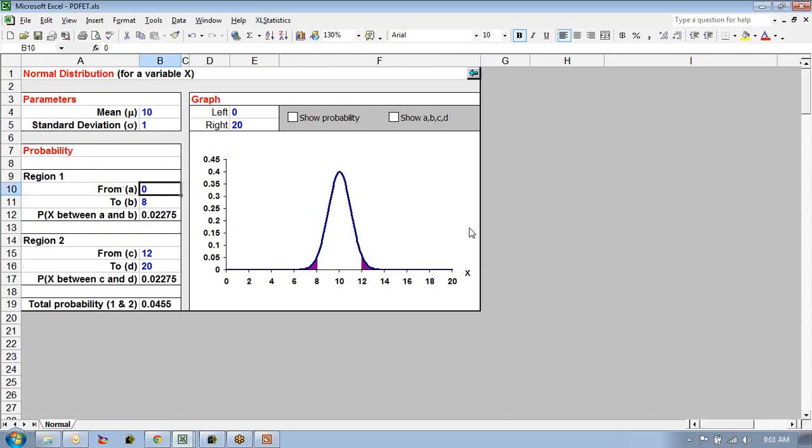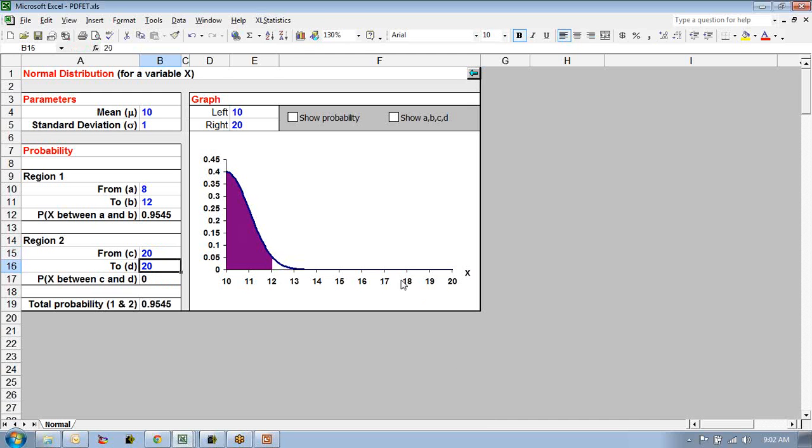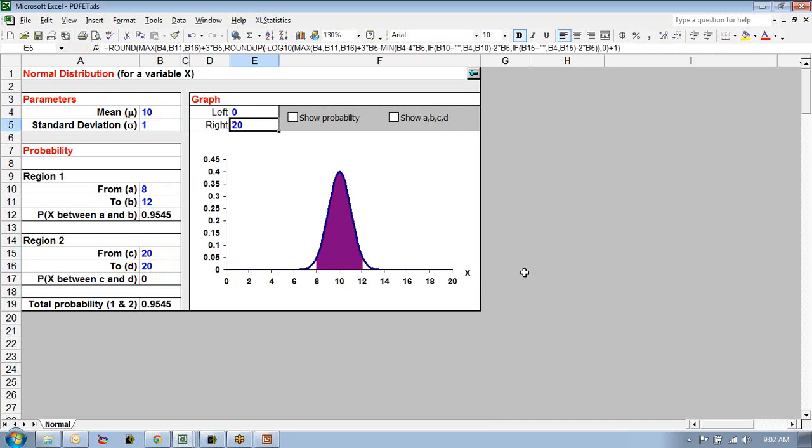So if I want to go from, say, this says 0 to 8 and then 12 to 20, what if I wanted to go from 0 to 10 and then 11 to 20? That gives me multiple areas that I'm interested in. Okay? And if I wanted to do just something inside of that, like say 8 to 12, and then I'll just do 20 just to get rid of that. Change this from 0 to 20. There, it gives me something inside of that.